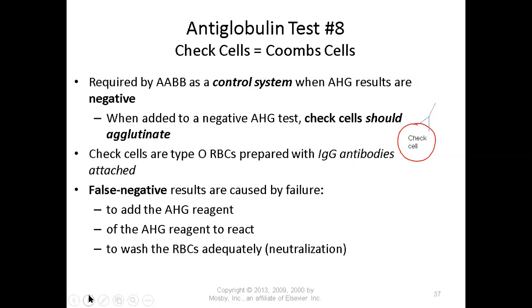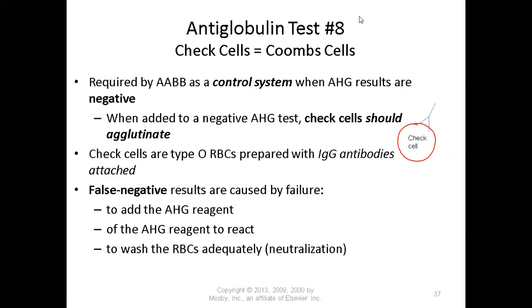Let's talk about what check cells actually are. Check cells are type O red blood cell reagents that come prepared from the manufacturer with IgG antibodies attached to them. Here I drew a very basic picture of a red cell, a check cell, and it has human IgG attached to it. That's what a check cell is. It comes in the vial with the IgG already attached to it.